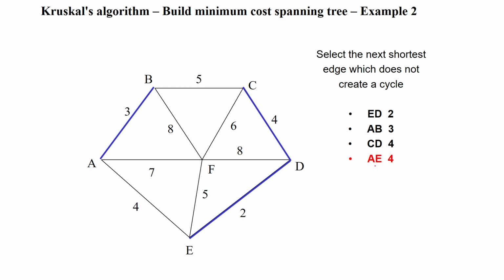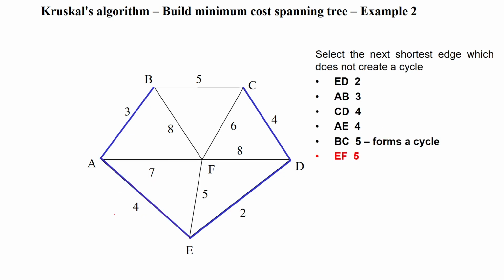Then the next edge is between A and E. So here we have to select that. When you are selecting this edge, is it forming a cycle? No, it is not forming a cycle in the given spanning tree. So we can select that edge and add it into the forest. So now we have added that into the forest.